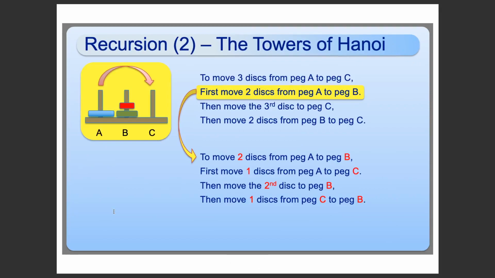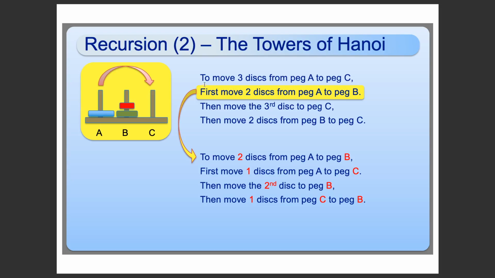Okay, here's some pseudocode for that again. So if we start here, to move 3 discs from peg A to peg C, we first move 2 discs from A to B. That's moving these 2 to here. Then we move the 3rd disc, that's the big blue one, across to here. Then we move 2 discs from peg B to peg C. So these 2 go to peg C. Right? This is the whole program for solving the 3 disc version of the Towers of Hanoi.